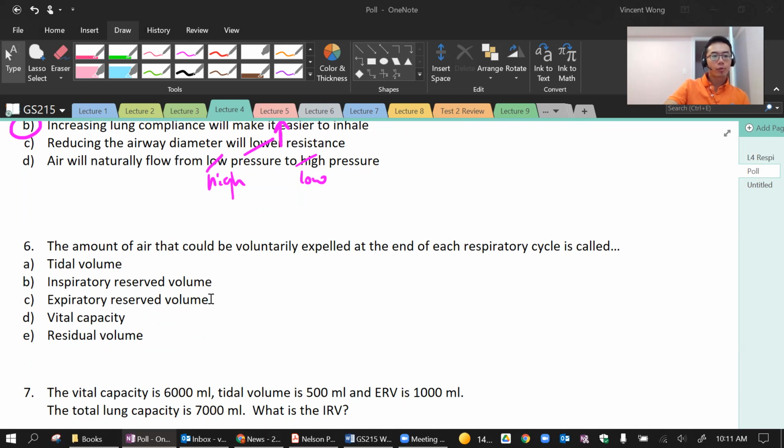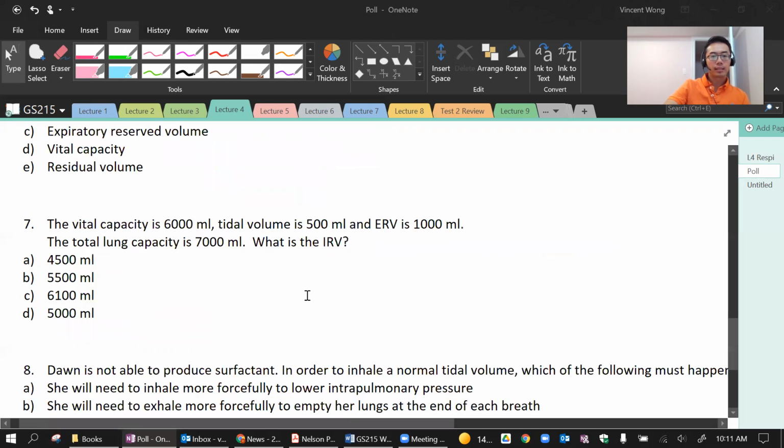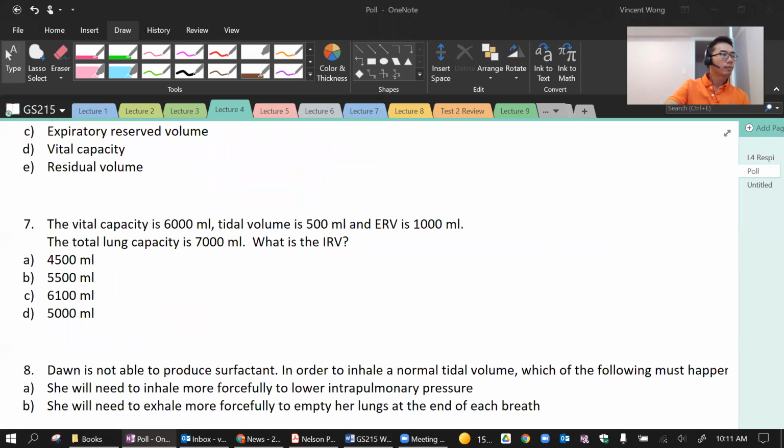It is the expiratory reserve volume. Okay, that's the extra bit of air that you can breathe out at the end. Okay, you want to try this one. Trust me, you do. Okay, go ahead.